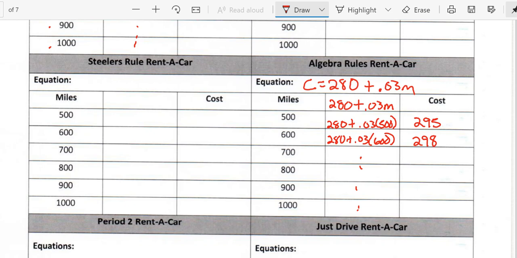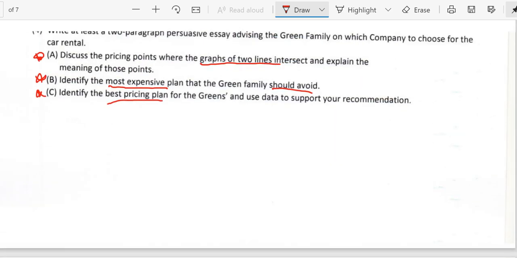Okay, so that's how you should be going about figuring out the equations. And I just want to highlight one other thing, and then we'll look at the graphs.